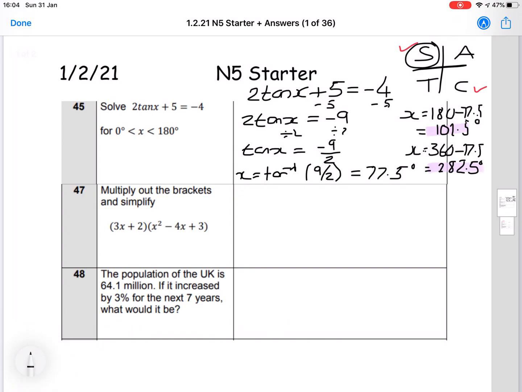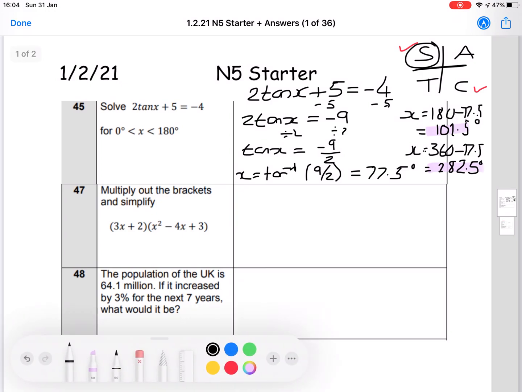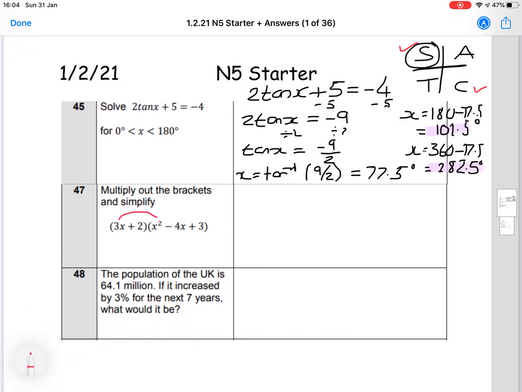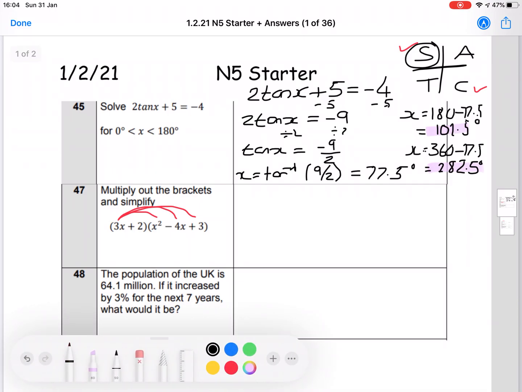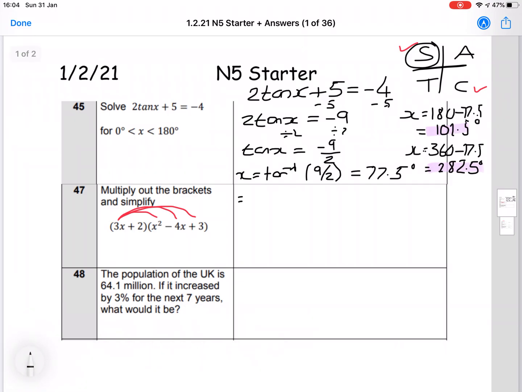Okay, question 47, we have a multiplying out bracket, so that should be really straightforward to do. We're going to do 3x times each of these terms first of all. So 3x times the x squared, that's going to be 3x cubed. 3x times -4x is -12x squared. And then 3x times a 3 will be +9x.